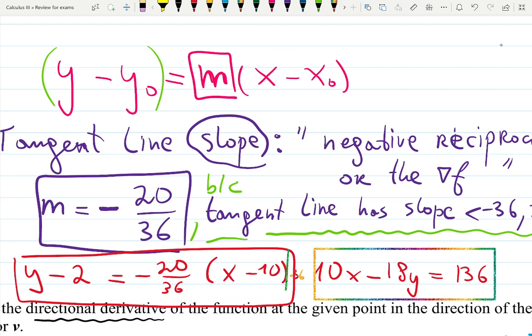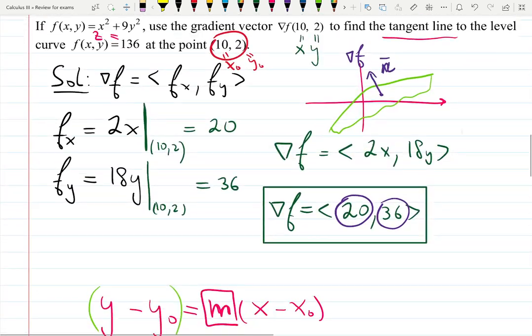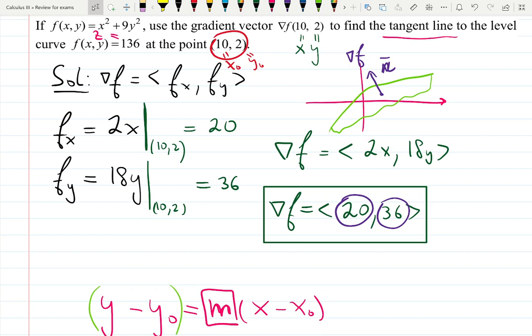That is a nice example of how to find the gradient vector, and how to use the gradient vector to find a tangent line to the level curve at the given point.